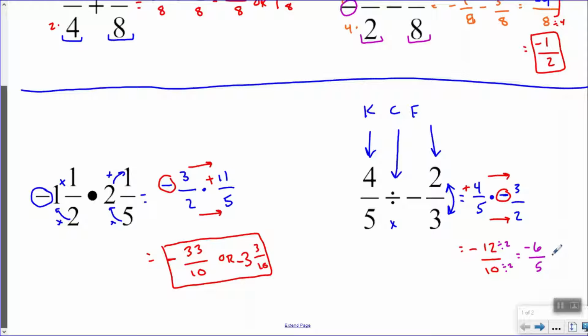But we can also rewrite this as a mixed number. So I can say, all right, how many 5s go into 6? Just 1. And 6 minus 5 is 1, so I have 1/5 left over. And we were originally dealing with a negative number, so it's going to be negative 1 and 1/5.